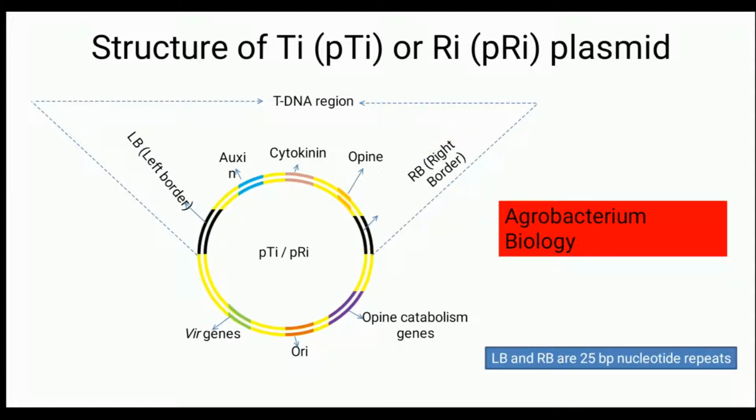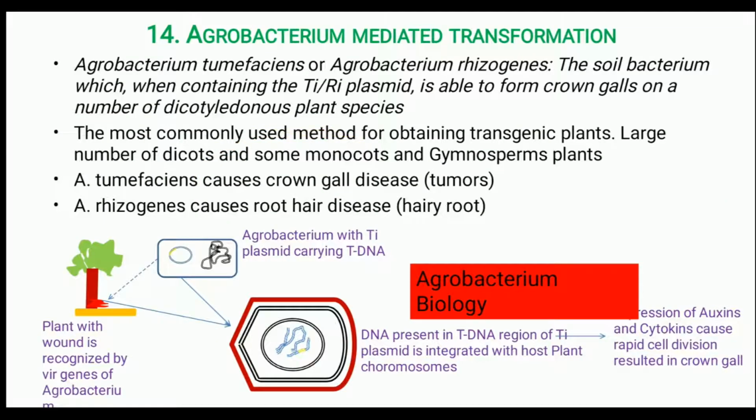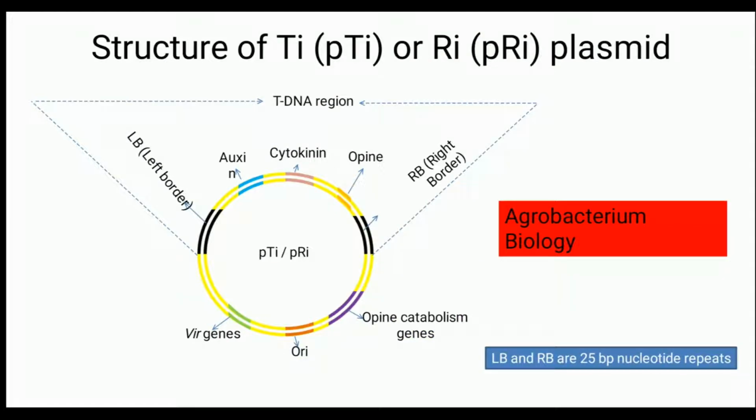Between the left border and right border, a group of genes are present along with promoters, such as the genes for auxins, genes for cytokinins and genes for opines. The key feature of this plasmid is that when it is present inside the Agrobacterium and the Agrobacterium infects the wound of the plant cells, whatever DNA is present between the left border and right border is efficiently transferred into the plant cells and integrated with the host chromosomes of the plant cells. Then they can express the auxin protein, cytokinins and opines, and the secreted opines are catabolized by Agrobacterium, acting as a food material for their survival.